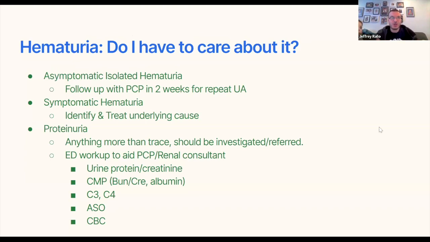Okay. So initially, you don't have to do a renal consultant's job in the ER. A lot of the stuff that they want is not going to come back in a timely manner. This stuff mostly comes back in a timely manner. This is the stuff that we will send to kind of start the process as we refer them back to their primary care or their renal.